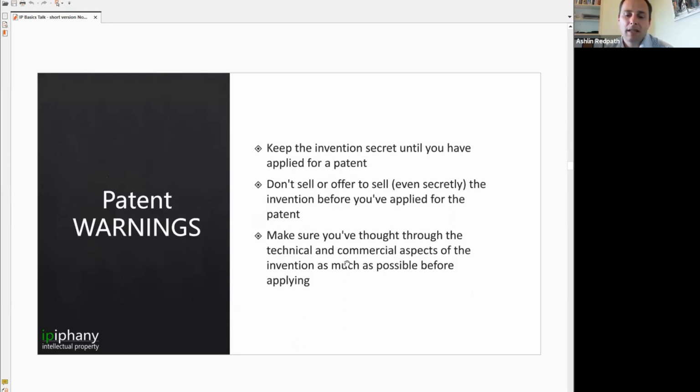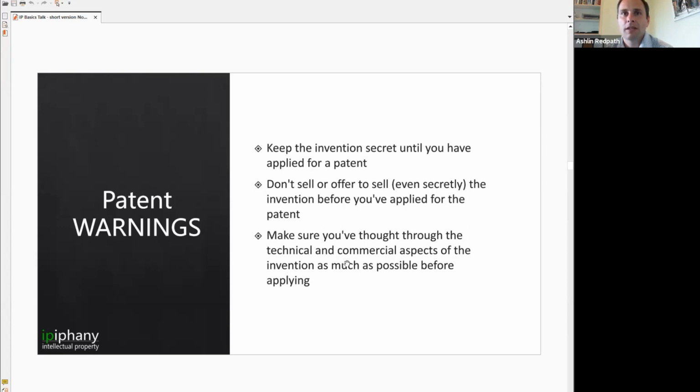There are a couple of warnings to make. As soon as you publicize details of your invention, the novelty in it is destroyed and you can't get a patent for it. There are grace periods in some countries, but it's best to keep it secret until you've filed a patent. Once you file a patent application, you can disclose the invention without jeopardizing that patent.